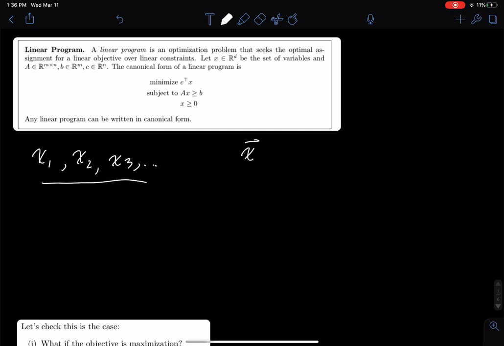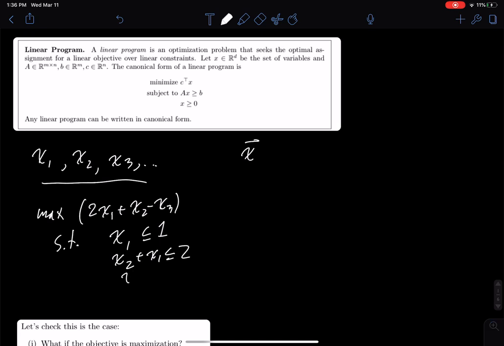An example of a linear program written in this form could just be to maximize a simple linear function, such as 2x1 plus x2 minus x3, writing down suitable constraints also in terms of these variables, such as x1 is less than or equal to 1, x2 plus x1 is less than or equal to 2, and x3 is greater than or equal to 5. Normally, we'll also be writing down positive or at least non-negative values for each of these. And this is an example of a linear program written down in terms of individual variables.